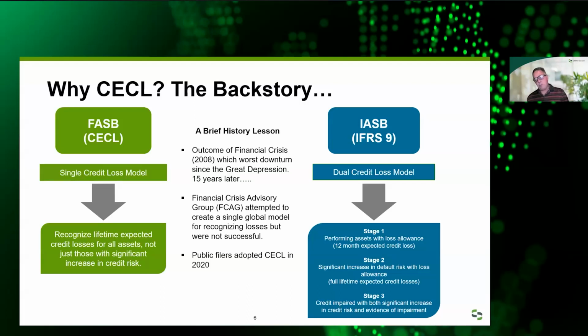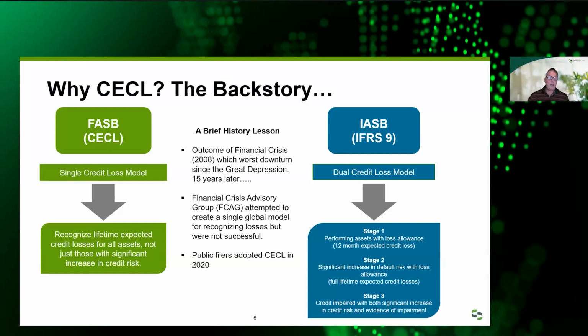From the IFRS perspective, we've got what we call a three-bucket model. They call it a dual credit loss model, but there are different stages for credit risk in that model. You've got a 12-month loss estimation period. And then when you have a significant increase in default or credit risk, you've got more like, I'll call it, a CECL type approach in stage 2. And then there's a stage 3 approach where credit impaired assets are deemed to be significant with write-offs that occur.